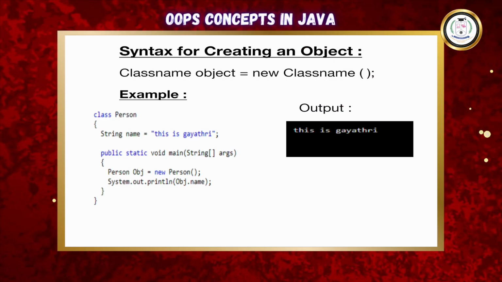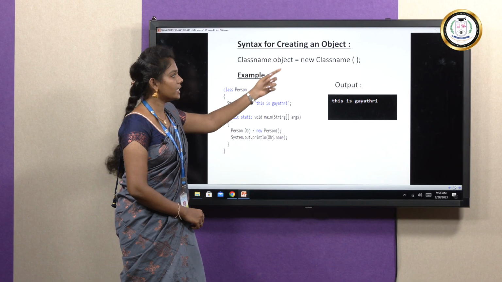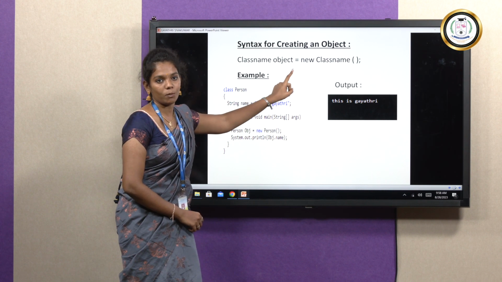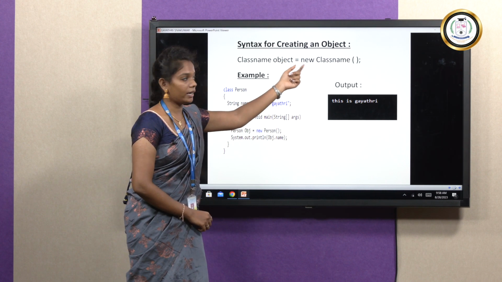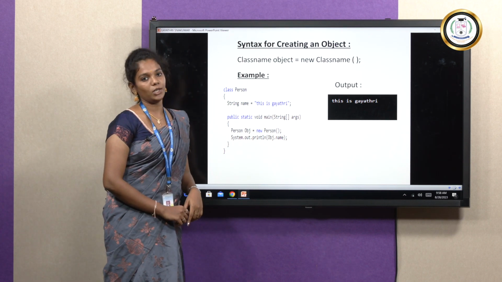Here comes the syntax for creating the object. As we said before, Java is case sensitive, so I am calling my class name followed by the object, whatever name you are going to create, is equal to new. New is the keyword I have used for creating the object. This new is mandatory, followed by the class name. Here is the syntax for creating the object.